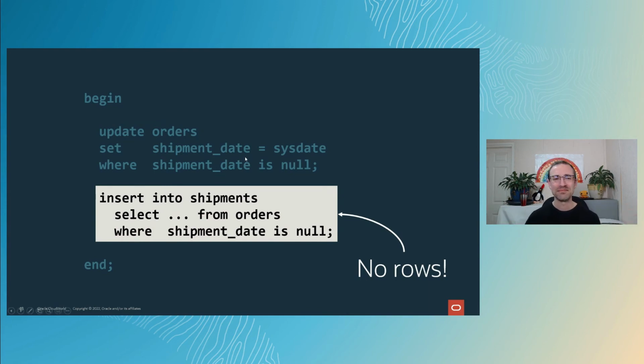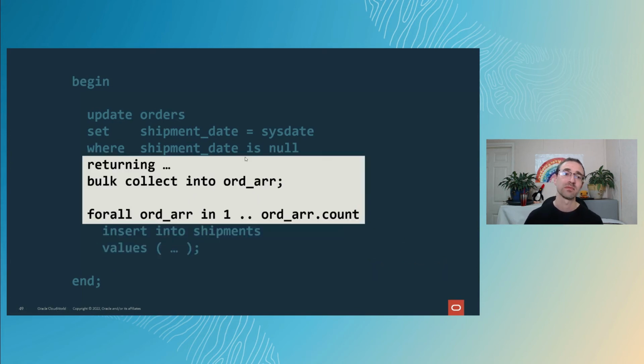Okay. So how can we get around this? Well, one way, that returning clause. Not only can we use it on single row inserts, we can use it with bulk collect and get the details of all the rows we've just updated. So we can get all the orders we've just set to shipped and use those for all processing to load them into the shipments table. Because we've got an array, we know what they are and we can actually process them correctly.